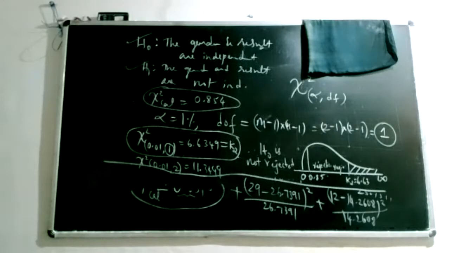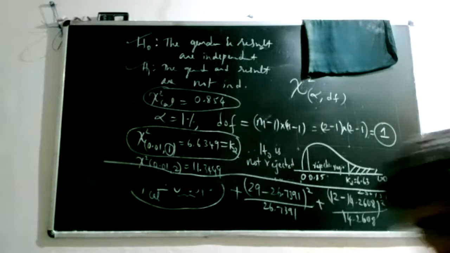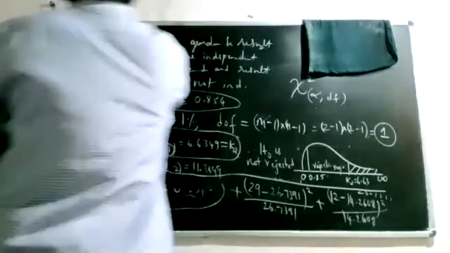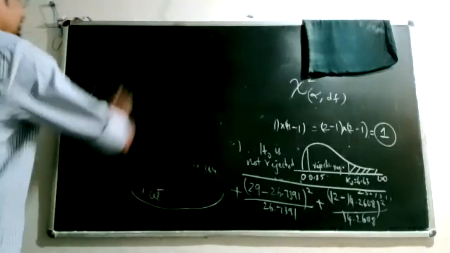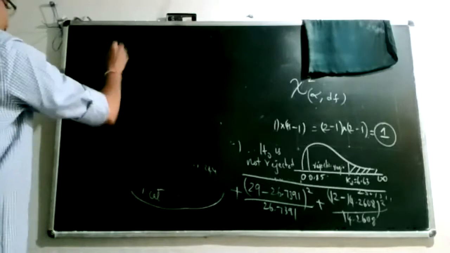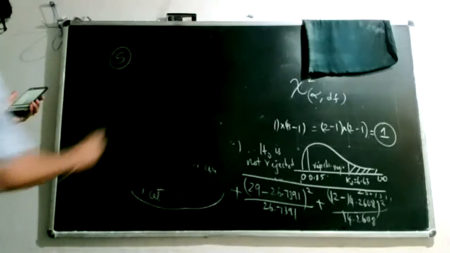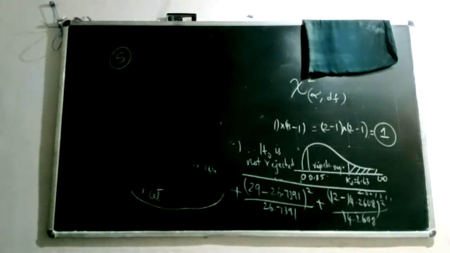Okay, so let me take the question regarding a proportion as well as a Poisson distribution. Okay, so question 5. What is a PMF? Give an example.